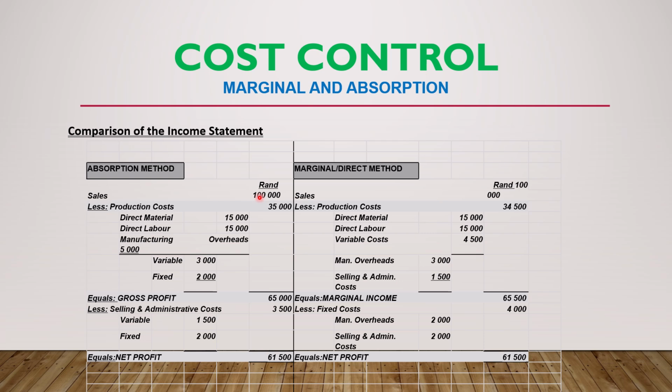Then sales 100,000 minus your production cost of 35,000, your gross profit is 65,000. After your gross profit, you minus your selling and admin costs, which also have a variable part and a fixed part. The variable part is 1.5, the fixed part is 2,000, so your selling and admin cost is 3.5. You minus it from here, and then you get your net profit.